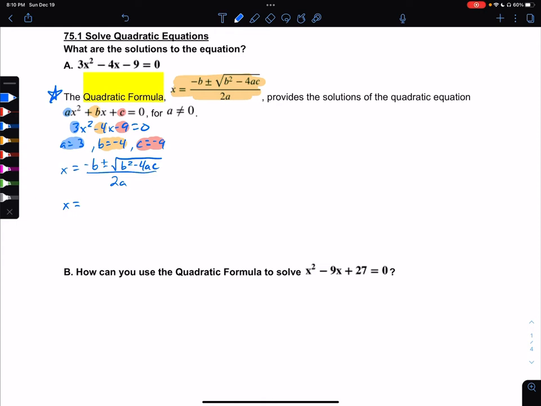So what we want to do is be very careful, take your time with this step, and I'd always recommend using parentheses every time you're substituting. So what I need to do is place b here and here, my a value, and my c value. Okay, so let's start with that. So I have negative 4 plus or minus the square root of negative 4 squared minus 4 times 3 times negative 9. And all of that will be over 2 times 3.